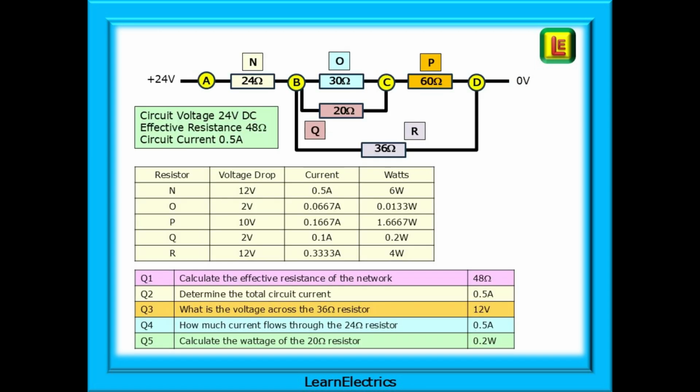Here are my answers. The green box shows the total circuit values, the starting point to calculate everything else. The yellow box gives the voltage drop, current and watts for each resistor in the network. And the table at the bottom gives the answers to the 5 questions. If you have wrong answers, go back over your workings and calculations. The practice will help your understanding of solving networks.